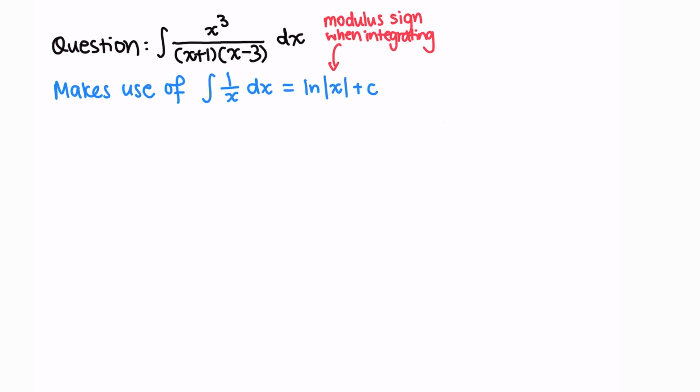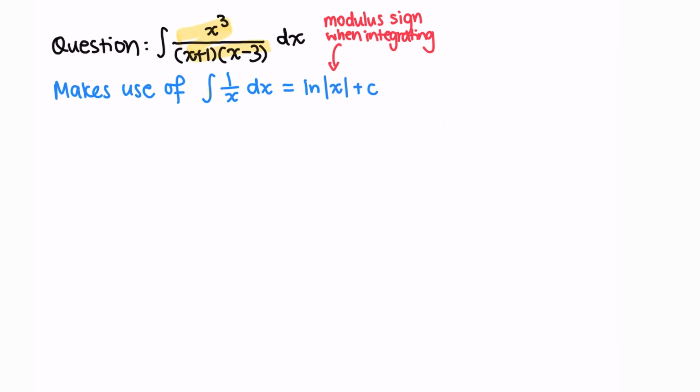Let's do the next question. Before we start, let's go through the integration formula we're going to use. So remember, d over dx of ln x will be equals to 1 over x. So if you want to integrate 1 over x, you get ln x. But take note, this is actually ln mod x. This has to be a modular sign over here when we're doing our integration.